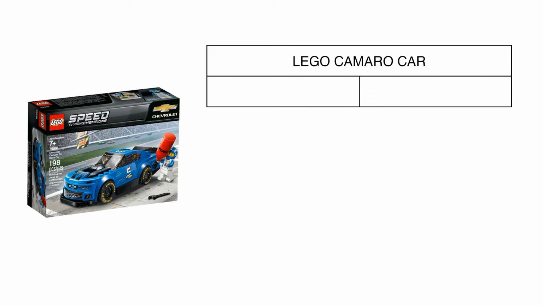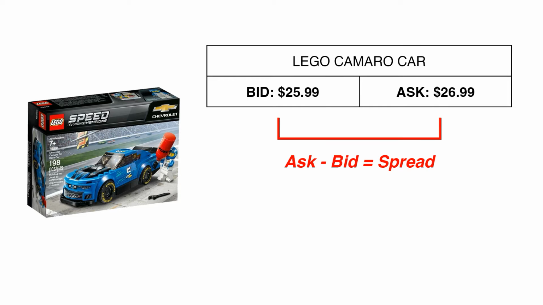So if we transfer this information onto a table here, we've got a buyer with the bid at $25.99 and a seller asking at $26.99. And the difference between the two is known as the spread. So if we do the math, ask minus the bid, this Lego piece currently has a $1 spread. And if you want to know why this is important, make sure you stay till the end because I explain it later in this video.